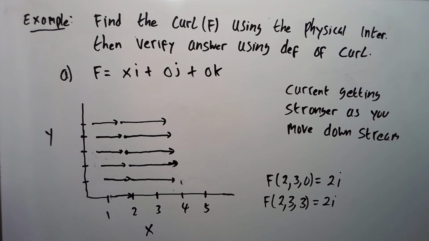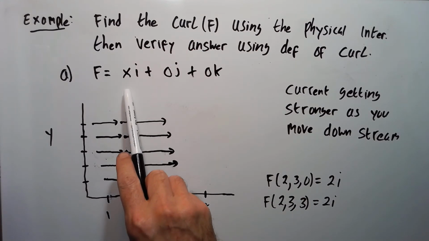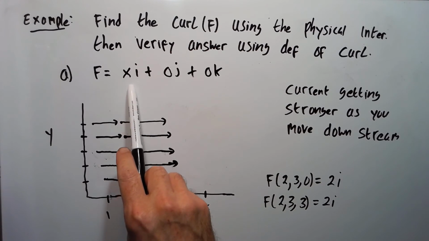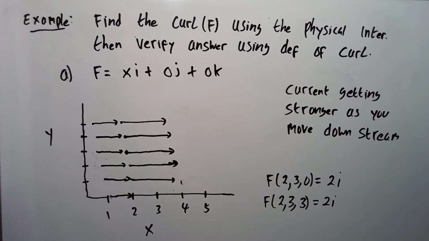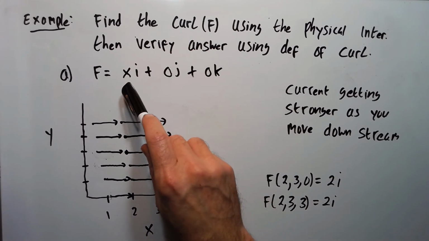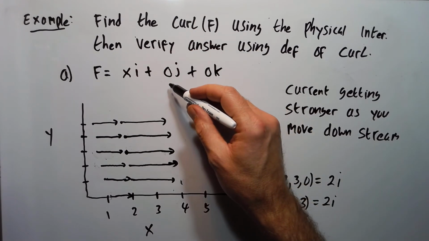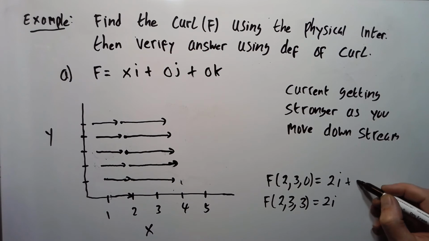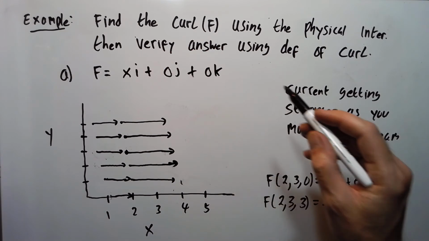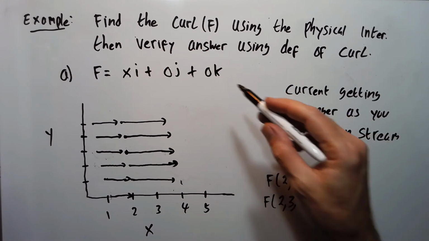So here's our second example. Let's find a curl using the physical interpretation, then verify the answer using the definition of curl. Here our vector field, or our current, I guess we want to think of it in this case, is xi plus 0j plus 0k. I've drawn it here. For example, if I did f of 2, 3, 0, that means 2 in place of x, and then 3 in place of y, but there is no y here, so it'd be 0j, and 0 in place of z, but there's no z here, it'd be 0k.